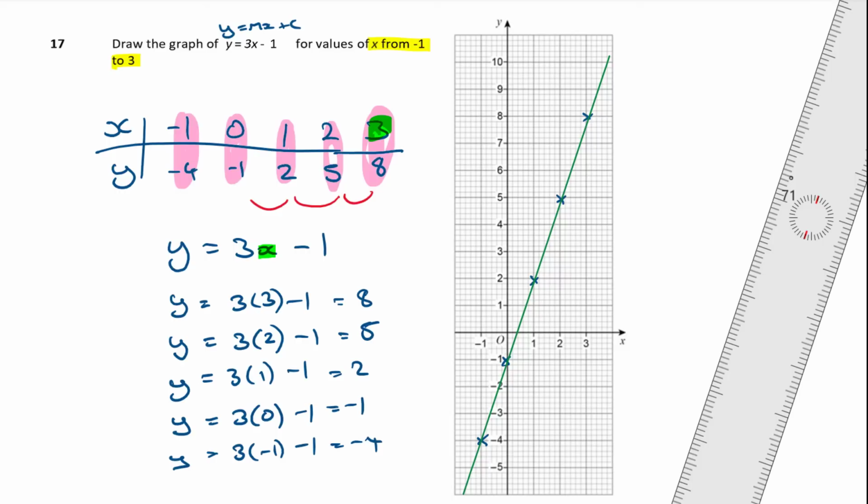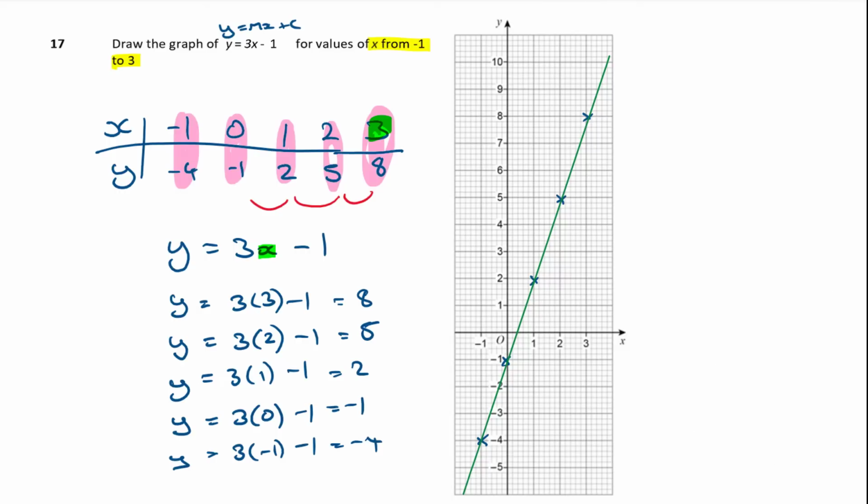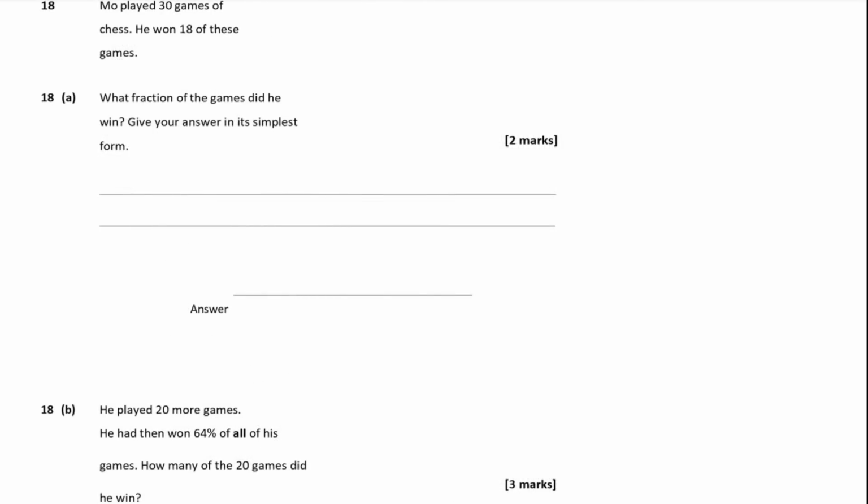Don't get a straight line, you did it wrong. Fix it in the exam rather than crying when your results come back. Question 18. Mo played 30 games of chess. He won 18 of these games. What fraction of the games did he win? Give your answer in its simplest form.